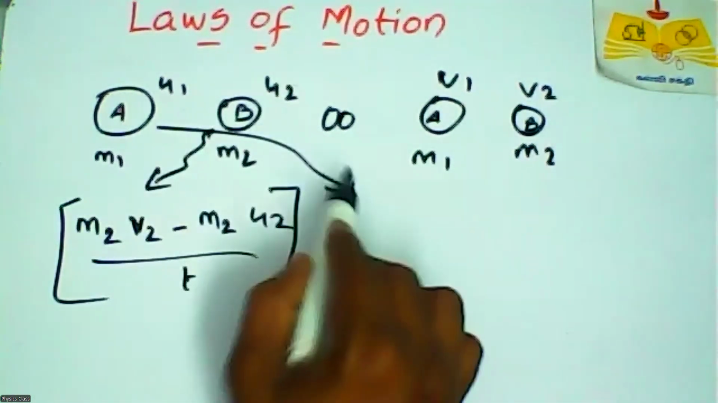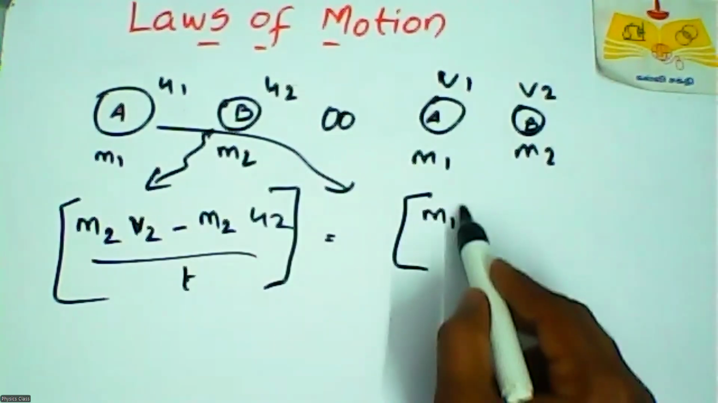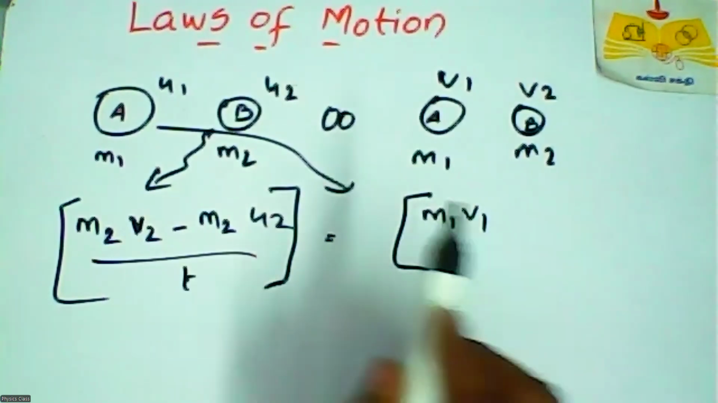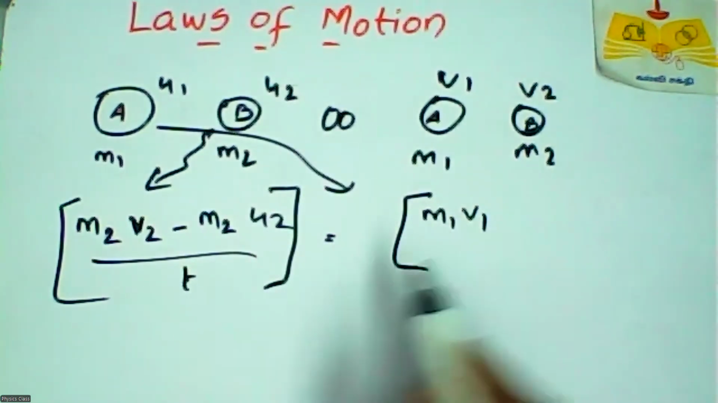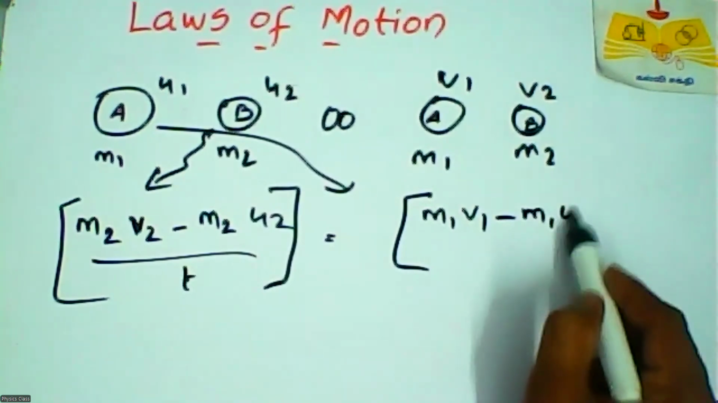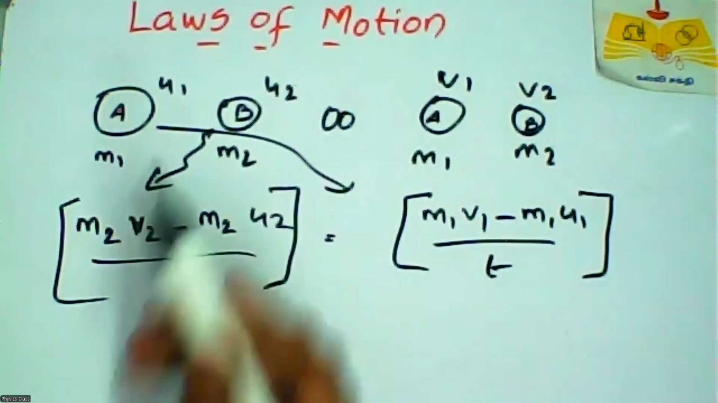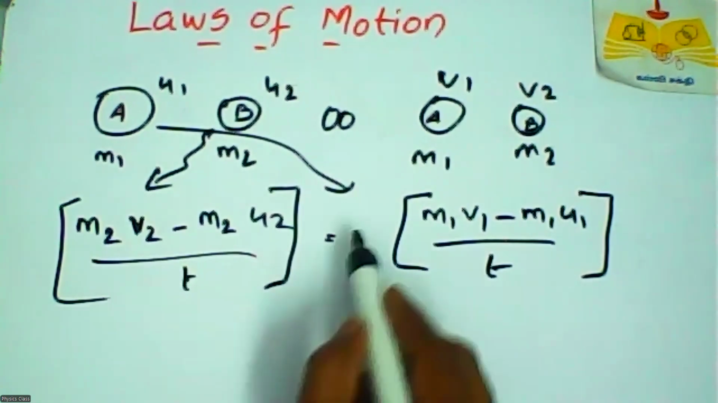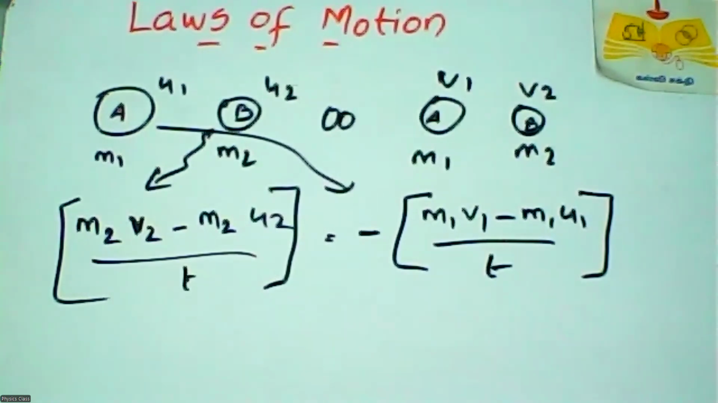For the object A, subscript 1. That is m1 v1. This is the final momentum, because m into v is momentum. m1 v1 means the first object's final momentum, because velocity changes, minus initial momentum, m1 u1, by t. By Newton's third law, these two are equal and opposite, so I can put a minus sign here. So the negative sign here denotes the opposite direction.